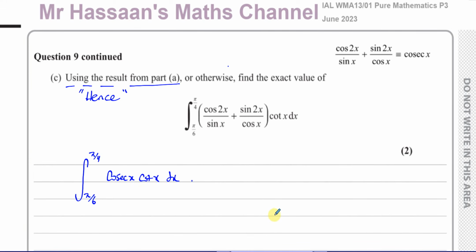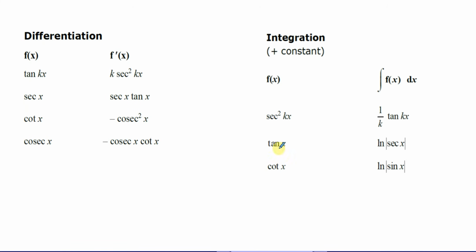If you're not sure about that, you can just go straight to the formula sheet, which I have here. Now, if you don't find it under the integration part, you'll definitely find it in the differentiation part. You're going this way. So we can see cosec x cot x is the result of differentiating cosec x. That means the integral of cosec x cot x must be equal to minus cosec x plus c, because there's a minus here, right? So the integral of cosec x cot x is equal to minus cosec x plus c.